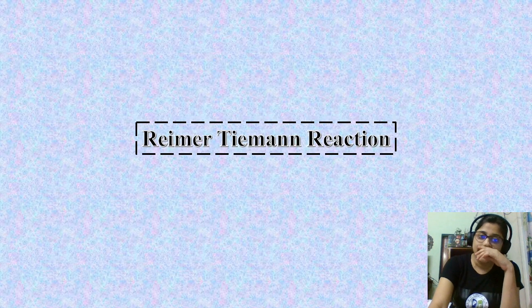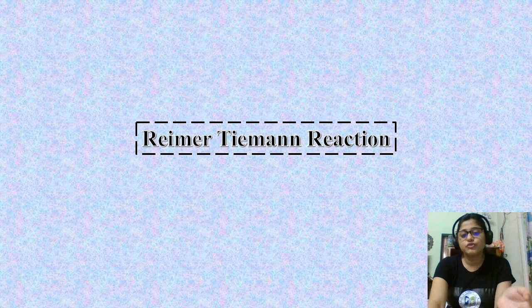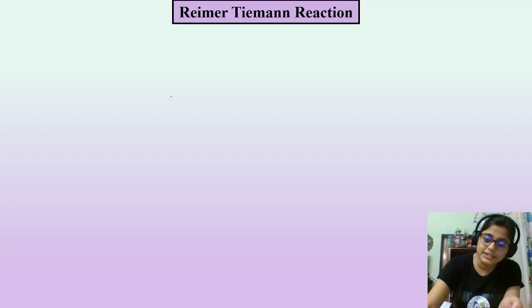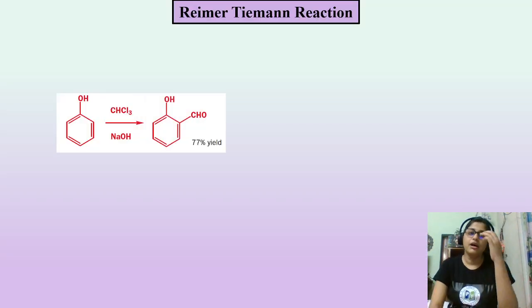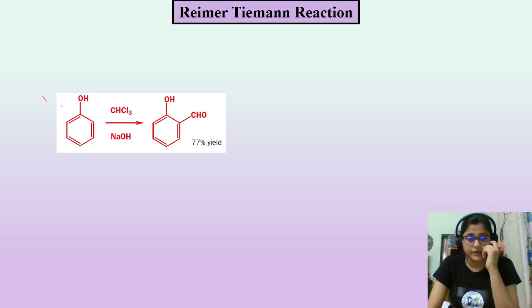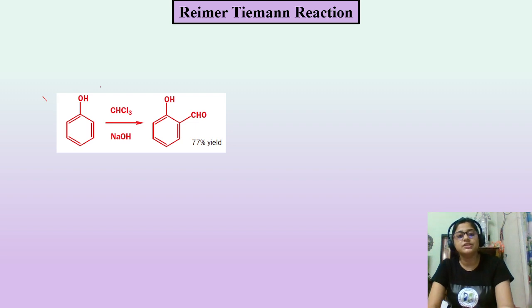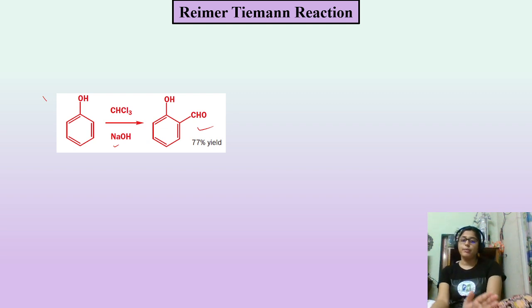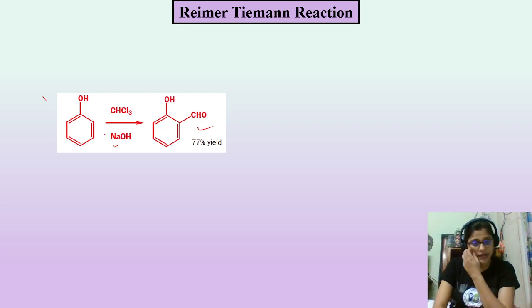Okay, next, the Reimer-Tiemann reaction. You have read this reaction in class 12. If you forget, just watch it. I will make sure that you can remember everything. The reaction is simply this: when phenol is there and CHCl3 and NaOH are present, this will form. At the ortho position CHO will form. Para is also there, but ortho has the higher yield.